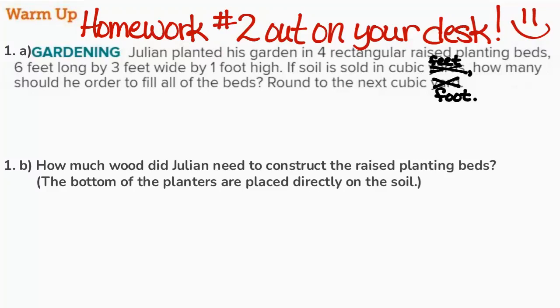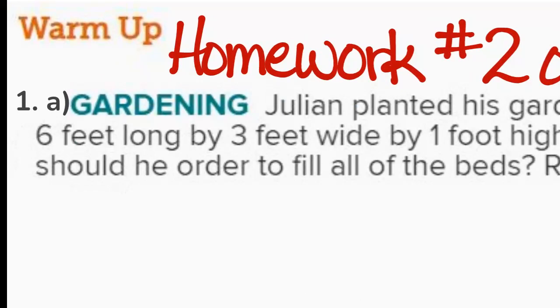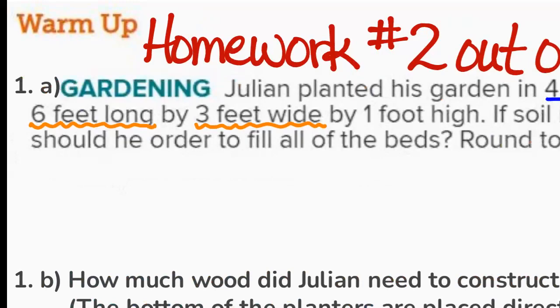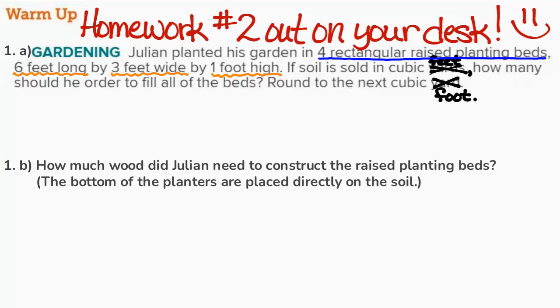All right. On the warm-up, number 1, part A, Julian planted his garden in 4 rectangular raised planting beds. So he's got 4 planting beds total. The length of these planting beds is 6 feet, the width is 3 feet, and the height is 1 foot. If soil is sold in cubic feet, how many should he order to fill all of the beds?